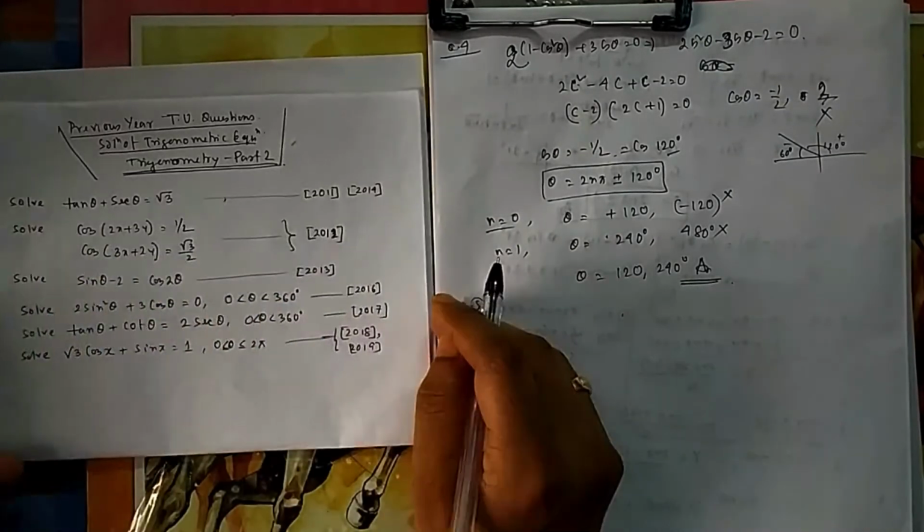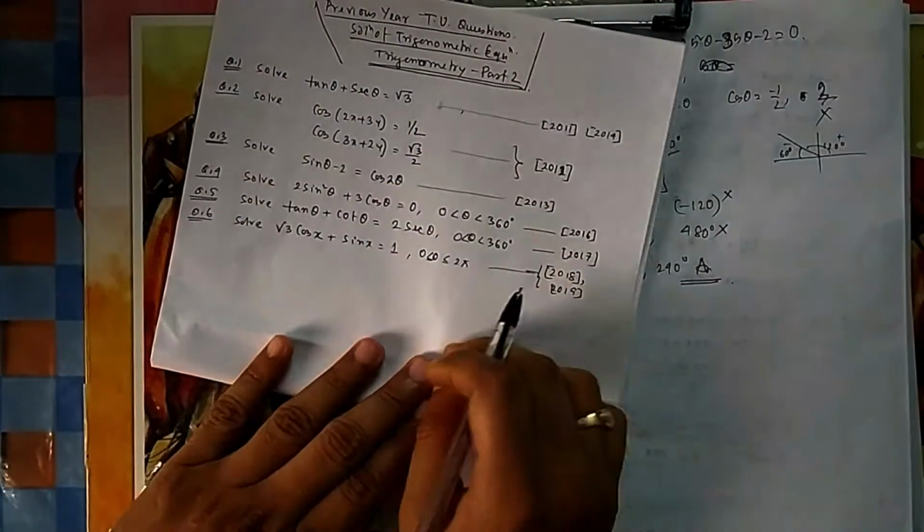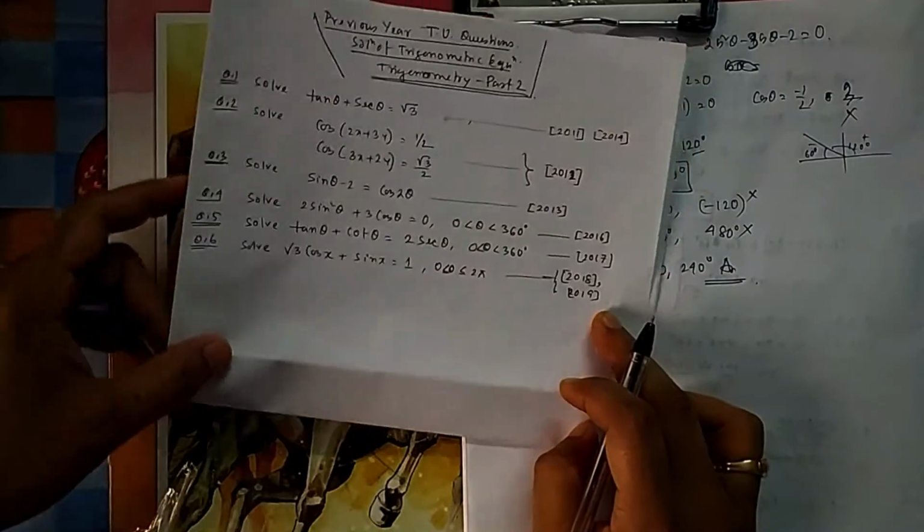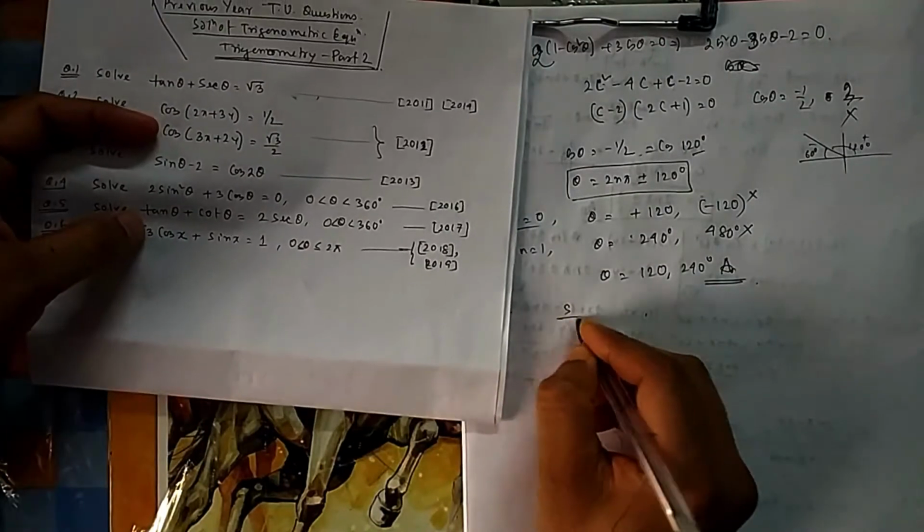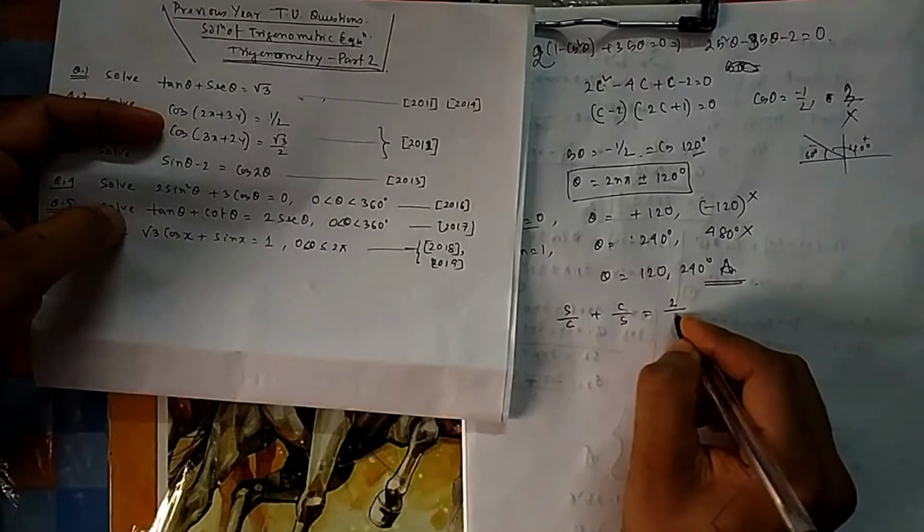Now question number 5. They are asking tan theta plus cot theta equal to 2 sec theta. So I can convert tan theta, cot theta and sec theta all in sin and cos. Tan theta I can write as sin by cos, cot theta as cos by sin, and sec theta as 1 by cos.